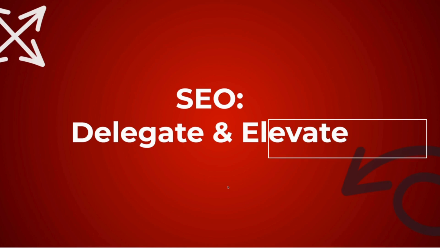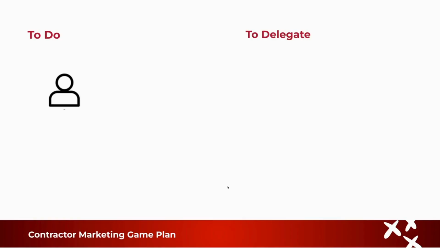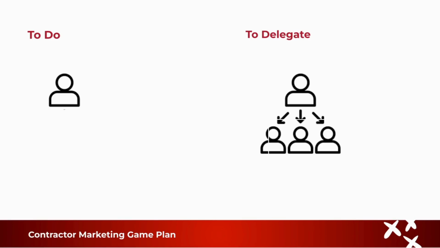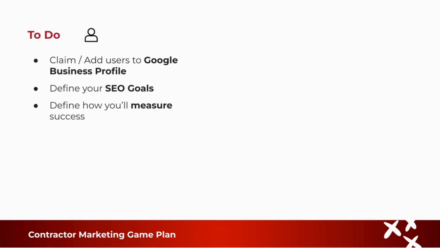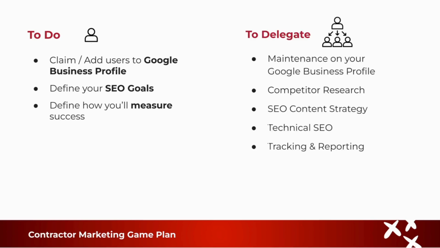Here we go. Let's delegate and elevate. So, as promised, the first thing we're going to look at are things that you need to do, and then we can show you what you need to delegate. So on your list is your Google Business Profile. You're going to have to claim that, make sure you're an admin, and add users to it. Then you're going to need to get real specific about what your goals are and how you're going to measure that. And then the things that you can delegate.